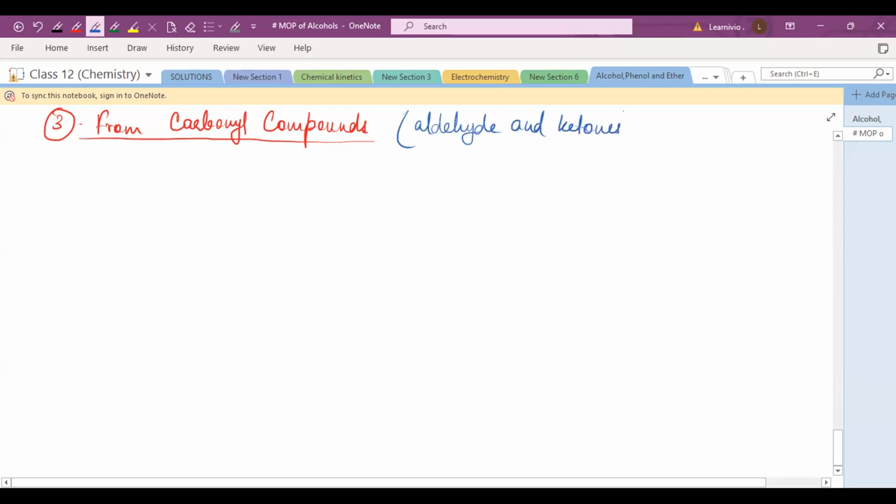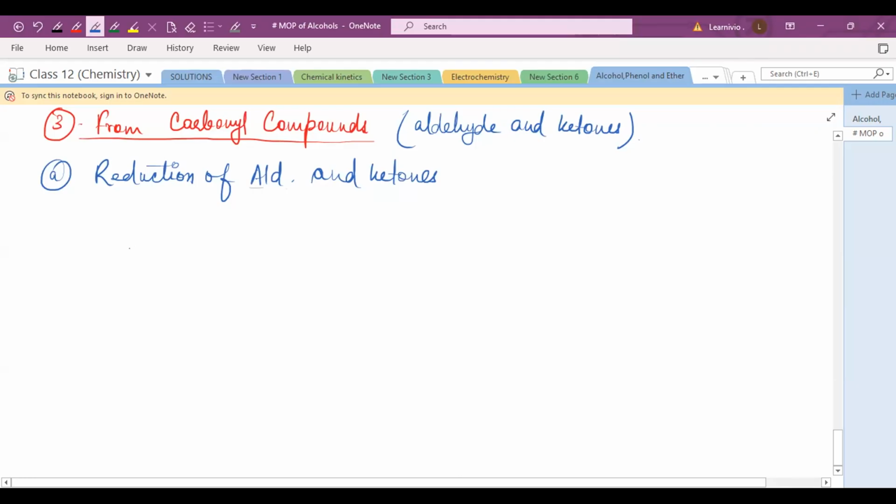So we will see how we can prepare the alcohols from aldehydes and ketones. Okay, so first write down the reduction of aldehydes and ketones. आप जब रिडक्शन कराते हो किसी भी रिड्यूसिंग एजेंट के प्रेजेंस में, so you will just convert this aldehyde or ketones into your corresponding alcohol.